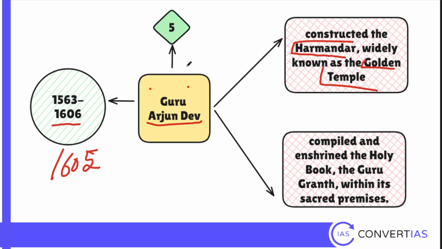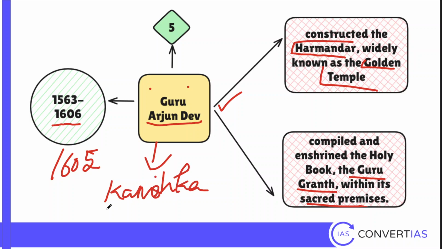Arjan Dev also compiled the Sikh traditional text, which is Guru Granth Sahib, and he placed it within the sacred premises of the Har Mandir. So he has made a significant contribution, something similar to what Kanishka did for Buddhism. So Arjan Dev has to be remembered. Again, his timeline is here.